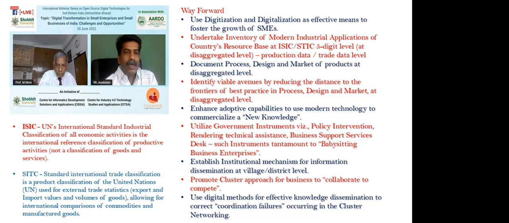Establish institutional mechanism for information dissemination at village and district level. Promote a cluster approach for businesses to collaborate to compete. And this is essential for the 3,500 urban clusters of SMEs and 18,000 rural clusters of SMEs to have digital transformation.